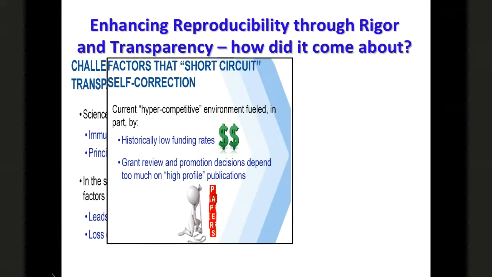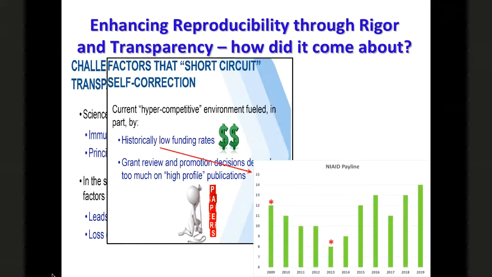So, historically low funding rate. I just graphed this out. This is just data that I found online. NIAID is the Infectious Disease and Allergy Institute at NIH. And you think about that graph earlier with the retractions going almost logarithmic, and you see that this is the pay lines, right? So 12% of the grants were funded in, what does that say, 9? And then 5 years later, it's down by 25%.